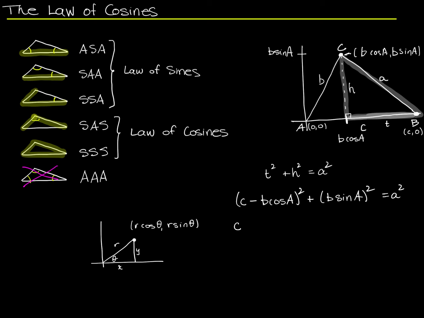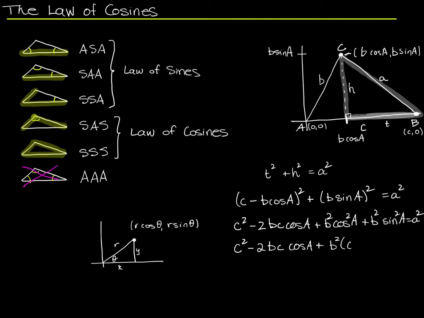Now let's do some algebra. I get little c squared minus 2 times bc cosine a plus b squared cosine squared of a plus b squared sine squared of a equals a squared. All right, now I'm going to rewrite this part. C squared minus 2 times b times c times the cosine of a plus, I'm going to factor that b squared out. I get cosine squared of a plus sine squared of a. That's all still equal to little a squared.